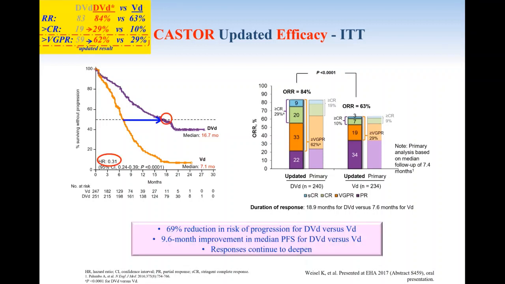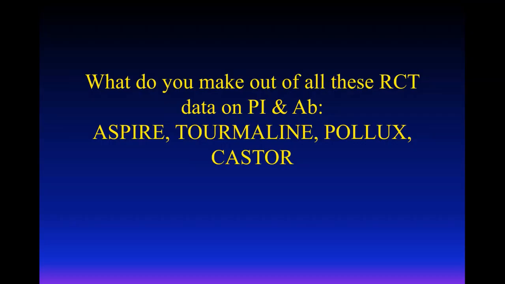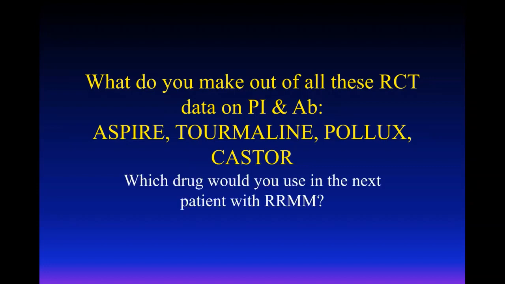So now we have all these RCTs. The question to ask is, what do you make out of this RCT data on proteasome inhibitors, as far as ELOQUENT-2, POLLUX, and CASTOR, etc.? So the question is, which drug will you use for the next patient with relapsed myeloma that you are going to see in the future?